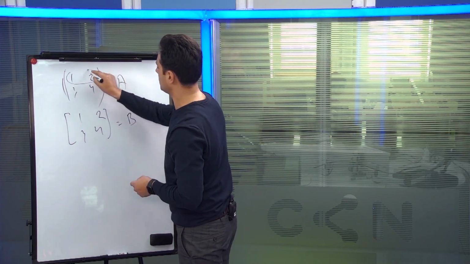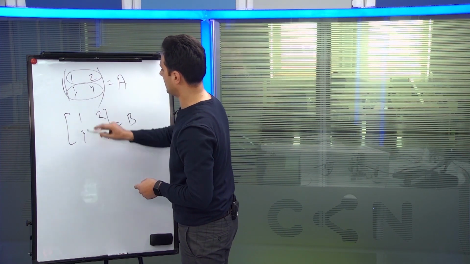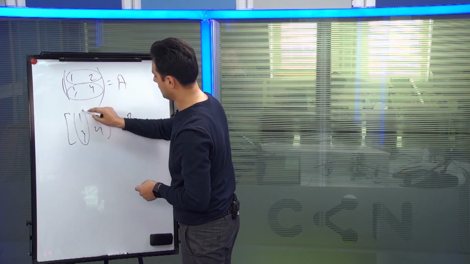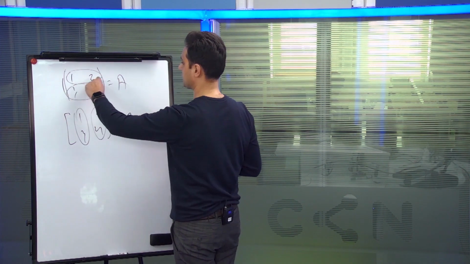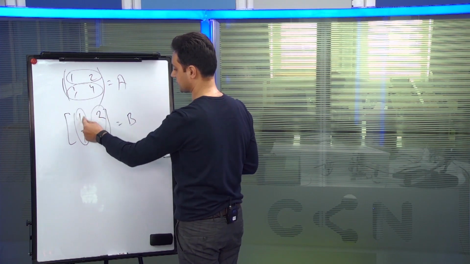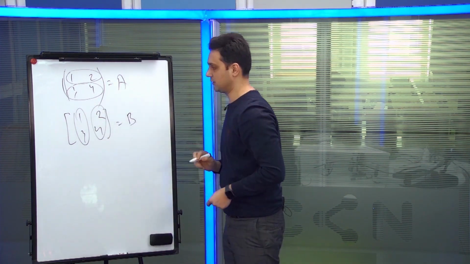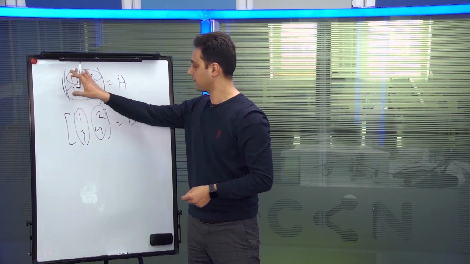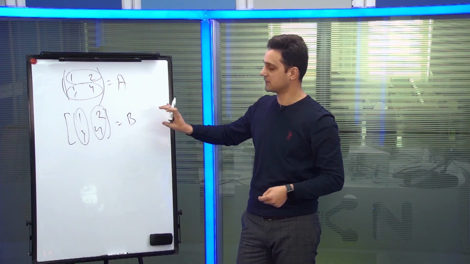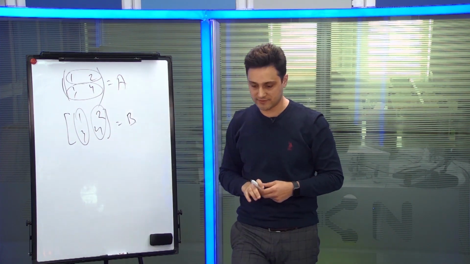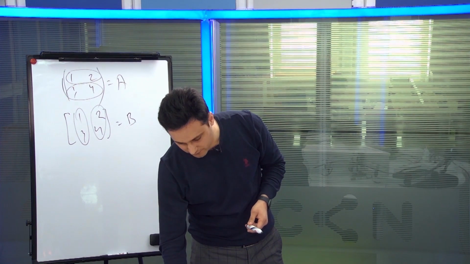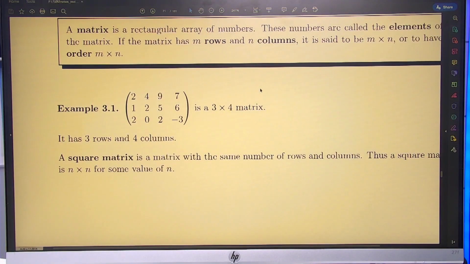This is called the rows of the matrix, and this one, let's say here, is the column of the matrix. So the first row elements, second row elements, and first column elements, and second column elements. And so this is a very simple example of a matrix. Also, you can see example 3.1, which is a 3-row matrix.